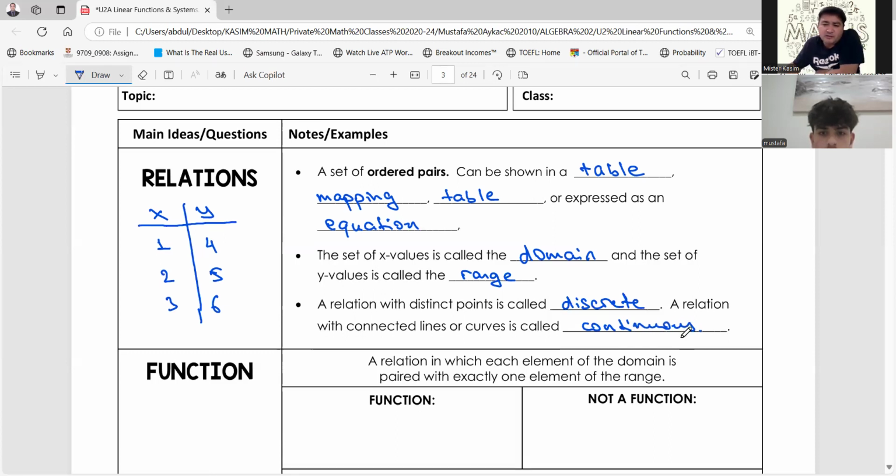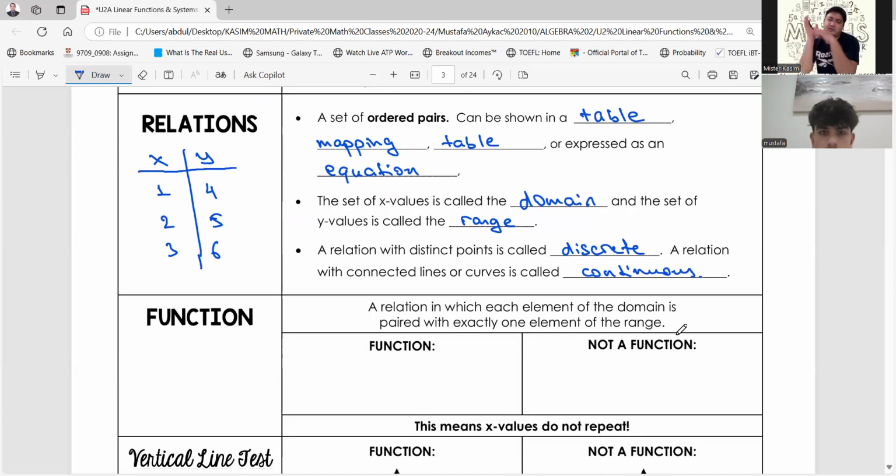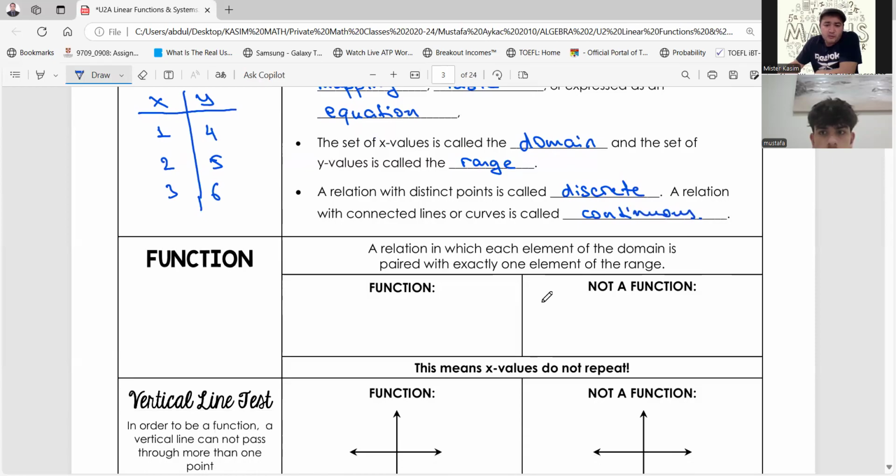These are just basic concepts, okay? And the most important thing is understanding the relation. If something is given a set of values, a relation in which each element of the domain is paired with exactly one element of the range. That's the definition of the function. Our main focus is on this concept, function.